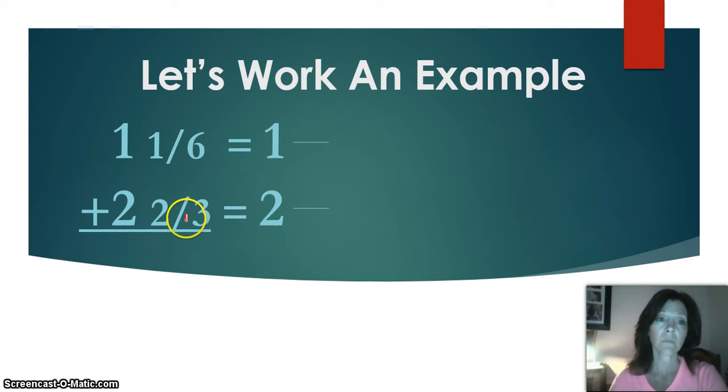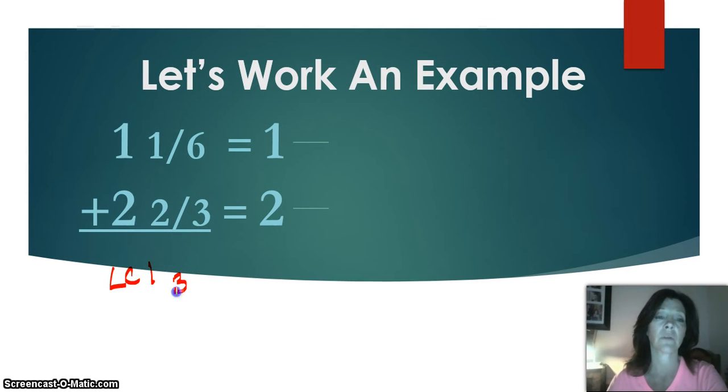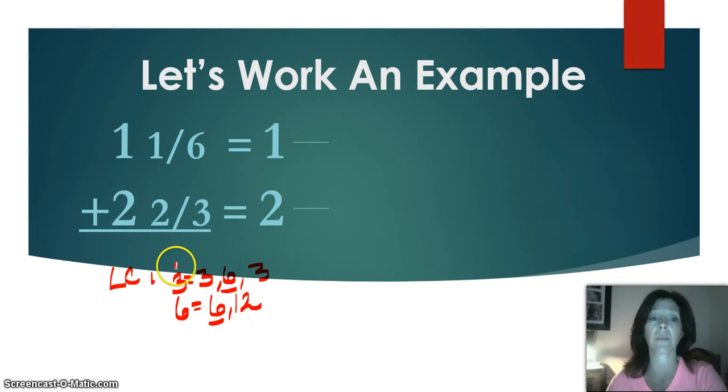So 3 and 6. In order to find our common denominators, we need to find our least common multiple. All right, so let's list this out here. 3 and 6. Remember, skip counting again. 3 times 1 is 3, times 2 is 6, times 3 is 9. 6 times 1 is 6, 6 times 2 is 12. We can stop right here because we see that we have a 6 already.